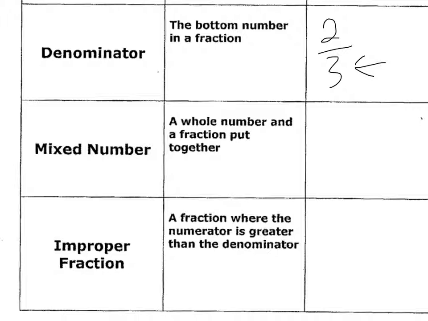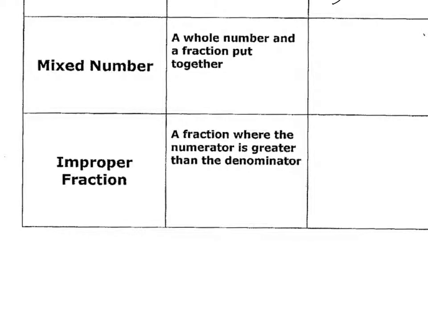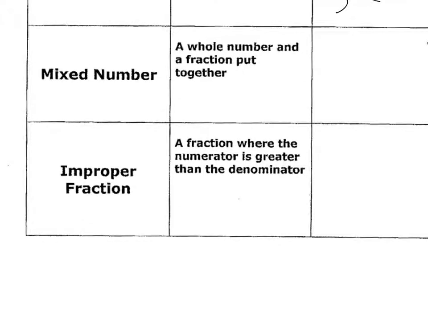All right. Now, the two things that I want to look at that you may not have seen before are mixed numbers and improper fractions. A mixed number is just a whole number and a fraction put together. So for example, we could have 3, and then you just have a fraction behind it. Let's just put 1/3. So that's a mixed number, a whole number, then a fraction behind it.